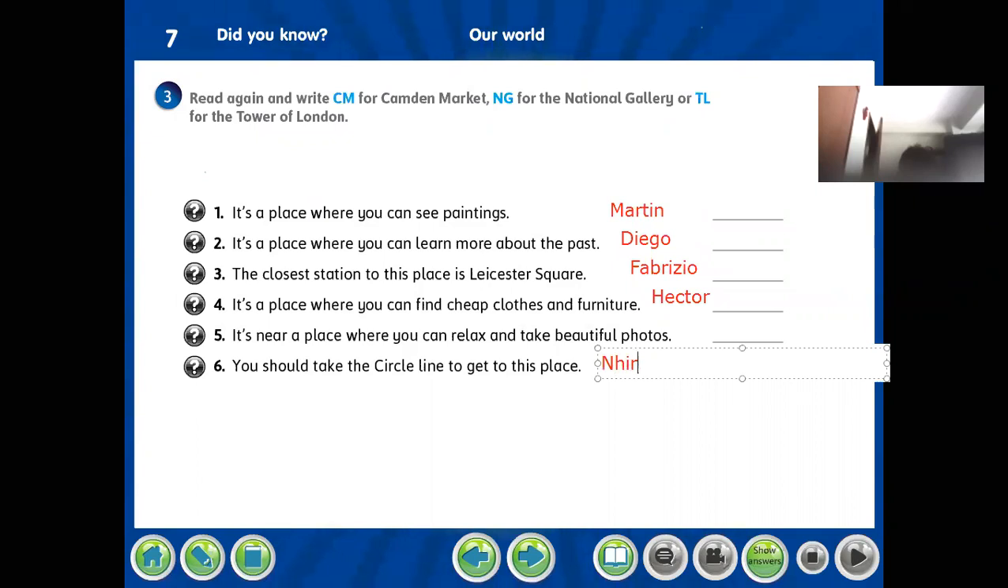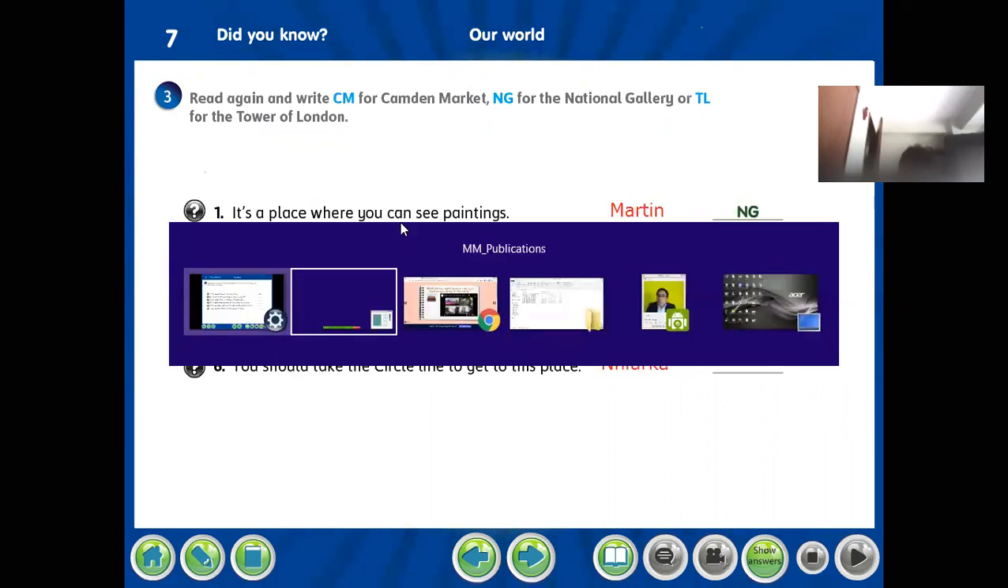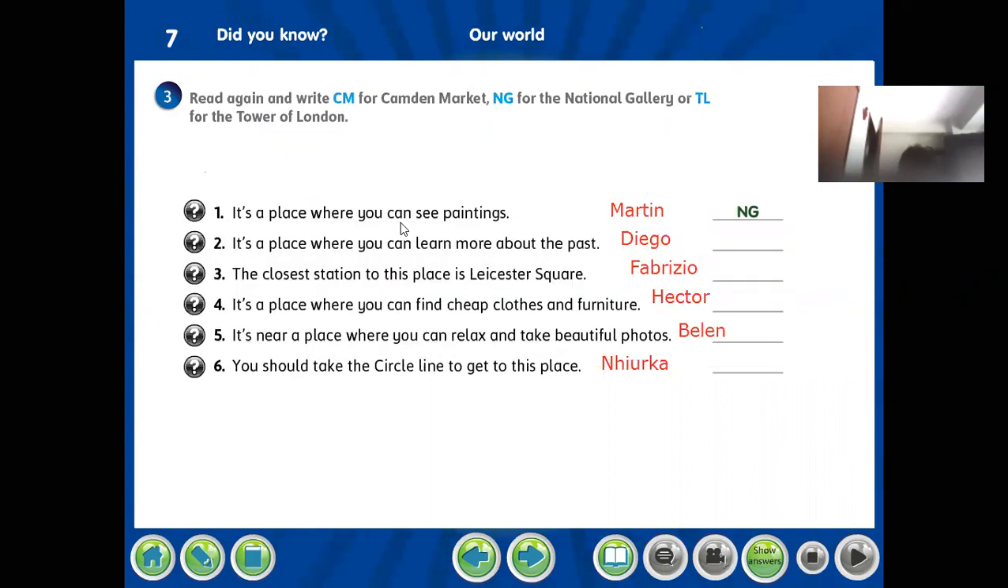Very good, Martin. Can you read, please, Martin? It's a place where you can see paintings. NG. Excellent, my friend. The National Gallery, no? Excellent. The next, please. Who finished it?